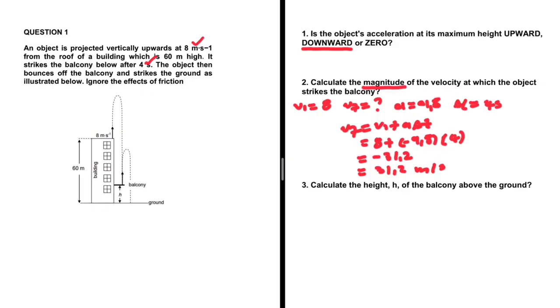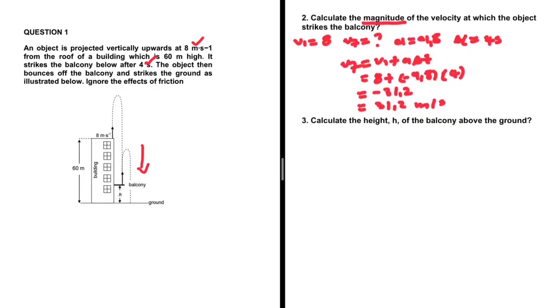If we were looking for the velocity, we would have to give the direction, which would be downward because our projectile strikes the balcony on its way down. But here we are only interested in the magnitude, so we can leave it like that. That is the second question. Let's move to the third question.